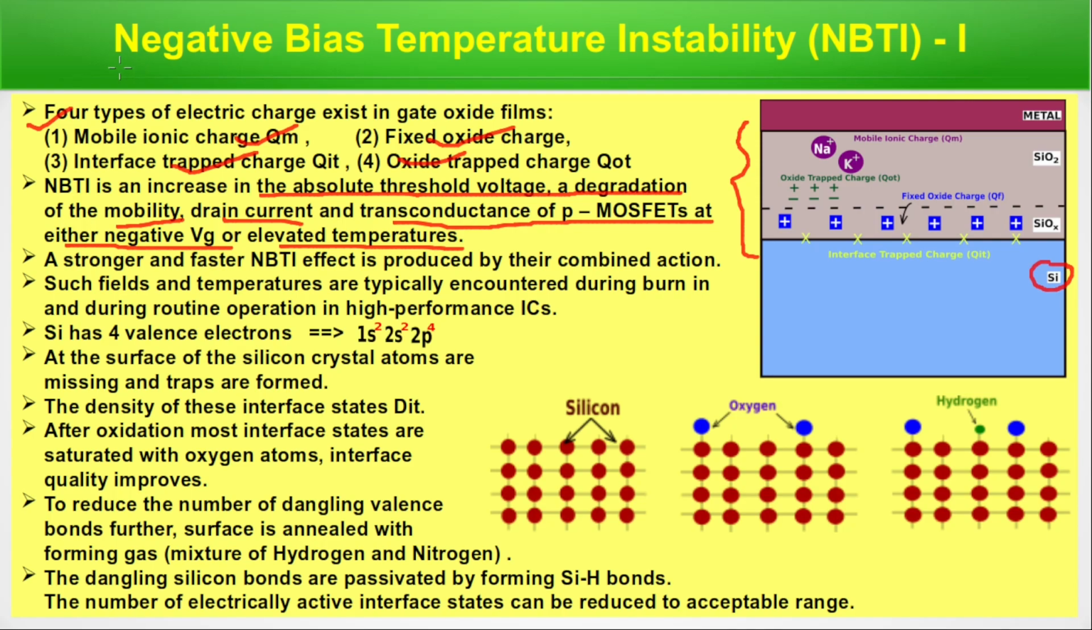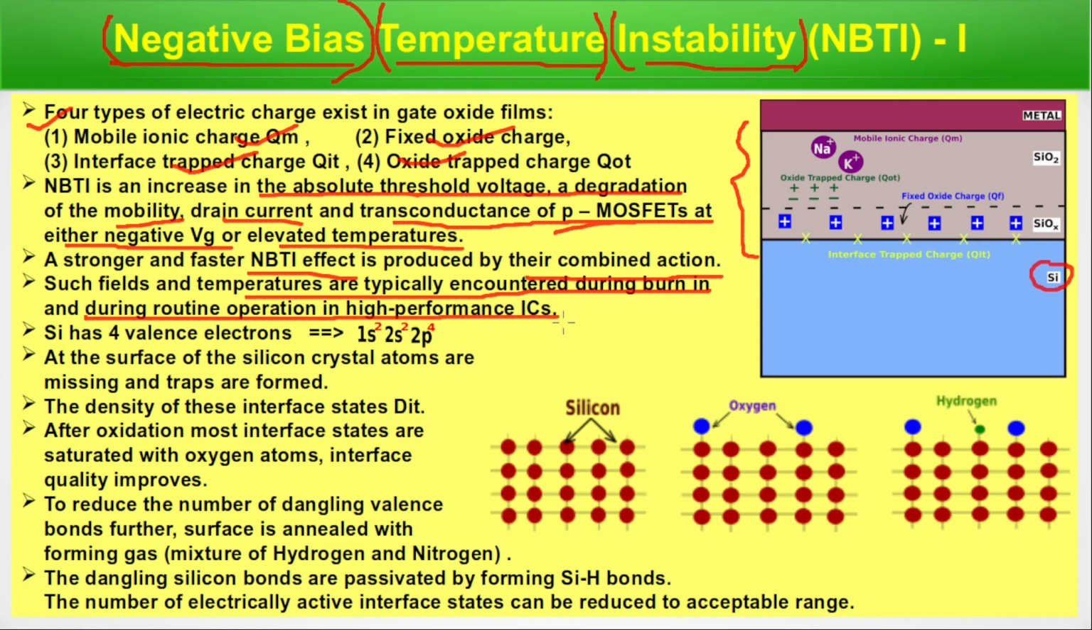From the name, three things we can understand: negative bias, temperature, and instability. And for these two parameters, this instability basically occurs. So that happens with P-type MOSFET at either negative voltage or elevated temperature. A stronger and faster NBTI effect is produced by their combined action. In case of a stronger and faster NBTI effect, it will happen quickly, and even with great degradation, if both of these factors, negative bias and temperature, come into play. Such fields and temperatures are typically encountered during burn-in and during routine operation in high performance ICs.